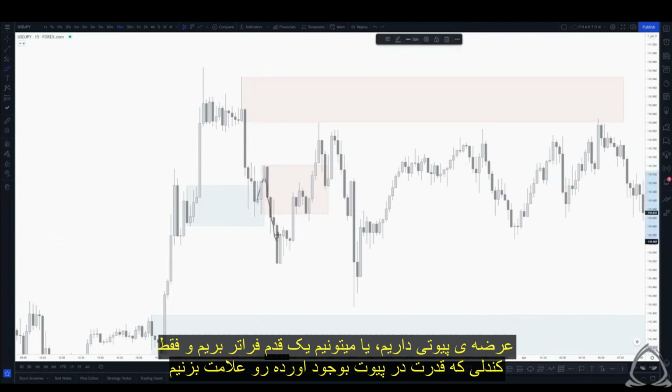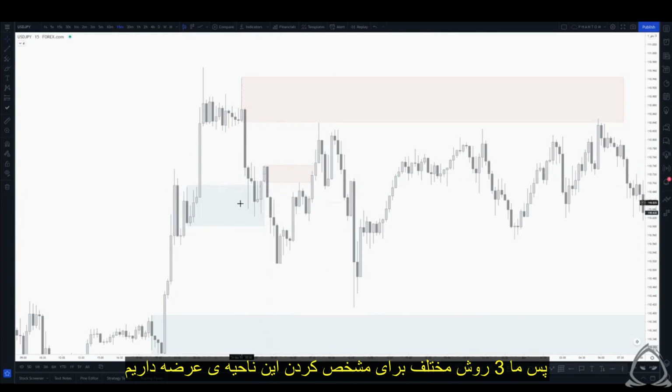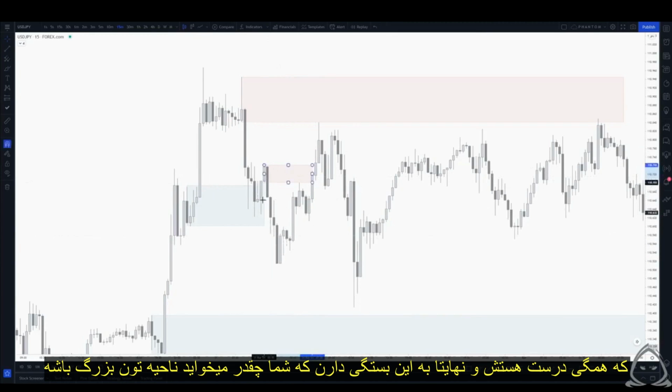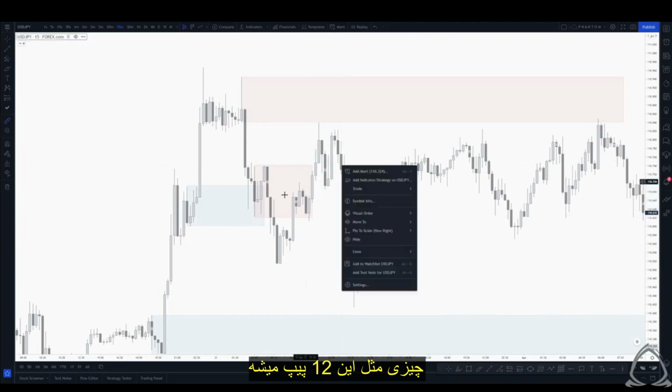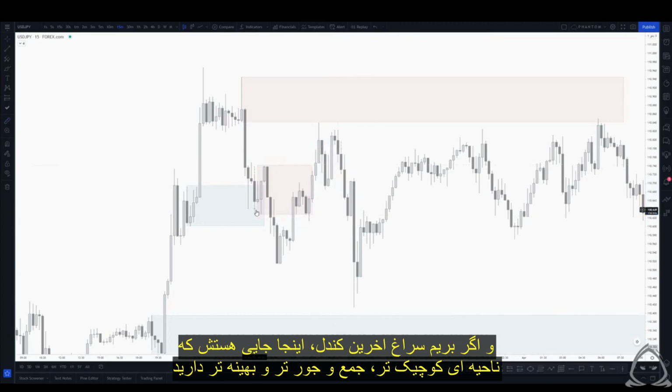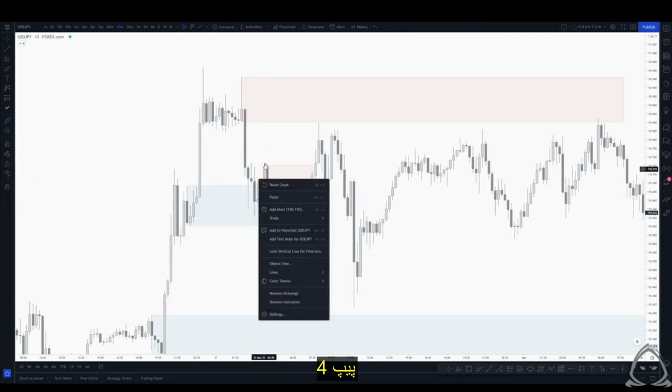We have our pivot supply, or what we can do is refine it one step further and go to more of the candle that created the momentum on the overall pivot. So we have 3 different ways to map out this particular supply zone, all of which are valid, depending on how big and wide you want your supply zone. Something like this was about 12 pips. If we move to the pivot itself, it doesn't really make it that much smaller, which is about 11 and a half pips. And then if we go to that last candle, this is where you'll get a much smaller, tighter, and more refined zone of 4 pips.